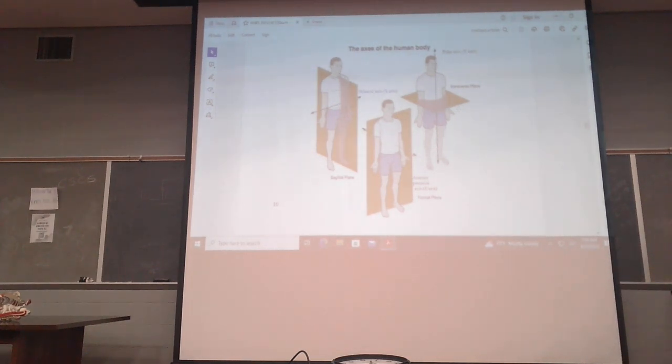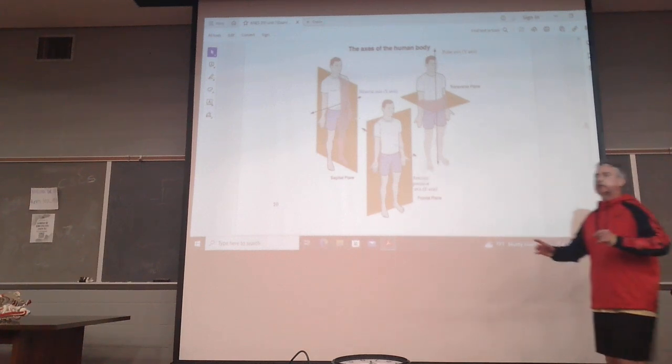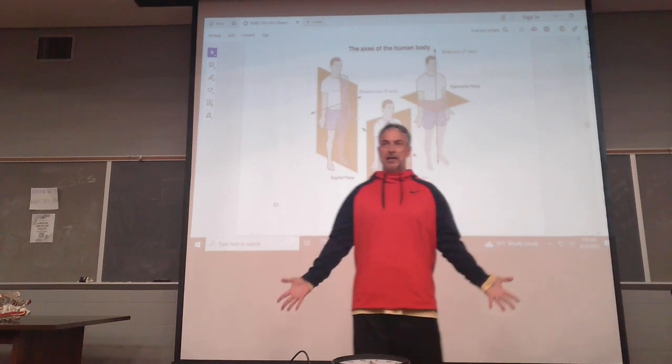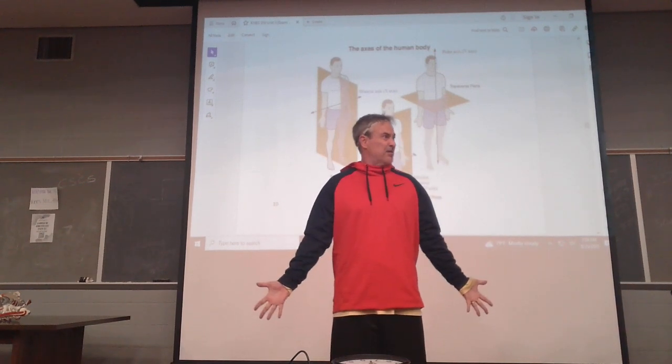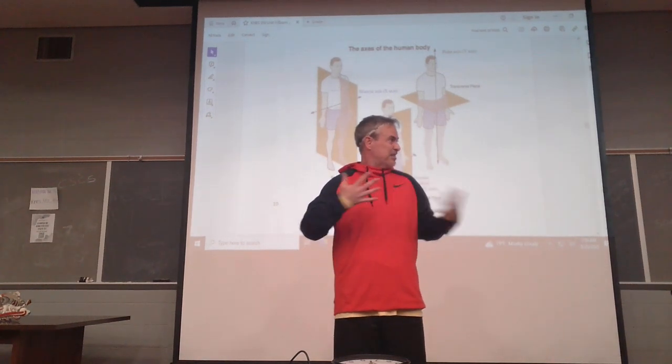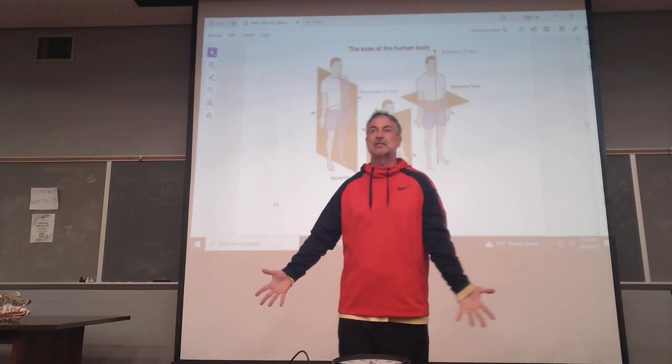All right, any questions about this diagram? I like this, guys, because this separates everything. Most of the time, you see these planes and axes kind of all combined, right? It looks like the guy is with all these different things, and it doesn't really make sense.